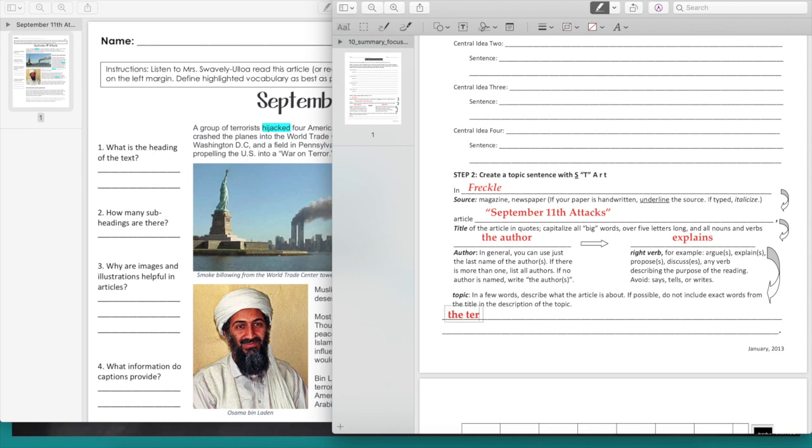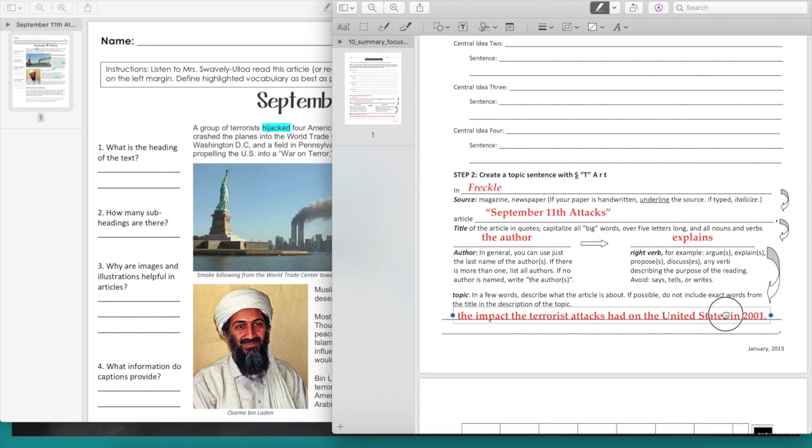The terrorist attacks, and I'm actually trying to think of how I want to reword this part. So in Freckle, article September 11th attacks, the author explains the impact the terrorist attacks had on the U.S. in 2001. Let me see how that sounds.